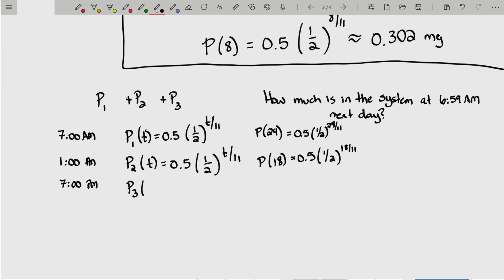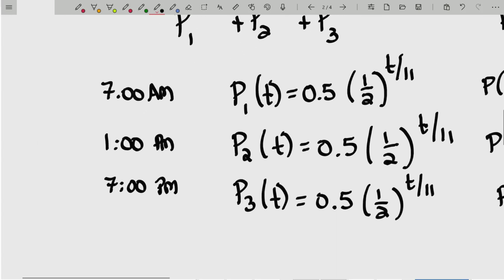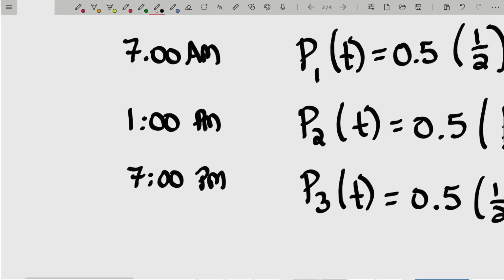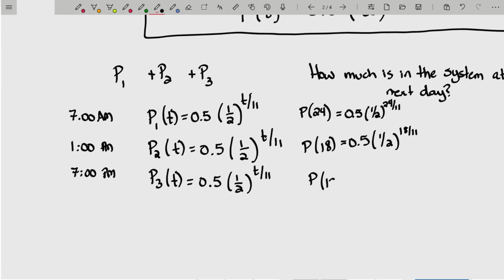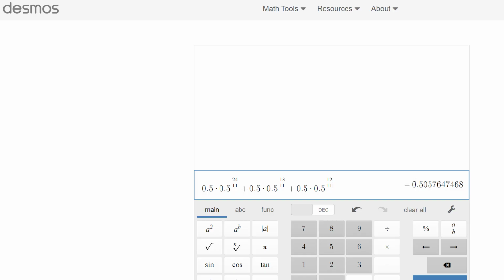And then finally, the third dose, again, it's the same formula, but the number of hours that you're going to have that pill in your system is less, right? You took it at 7 p.m. and you want to measure how much of that pill's dosage is within your system 12 hours later. So we'll look at P of 12 here, equal to half times half to the 12/11. The sum of these three values here, I'll put the little plus between them, is how much of that chemical is still in your system after 24 hours.